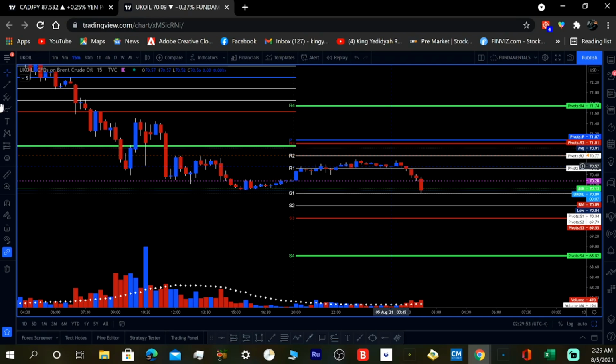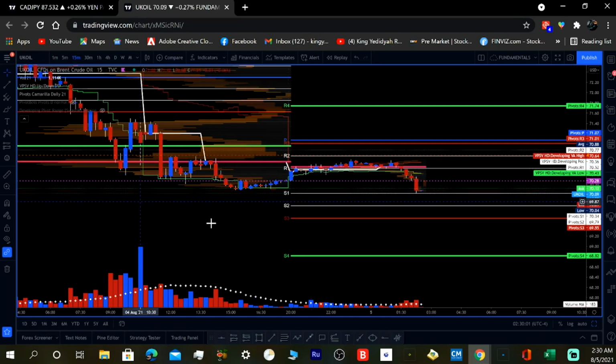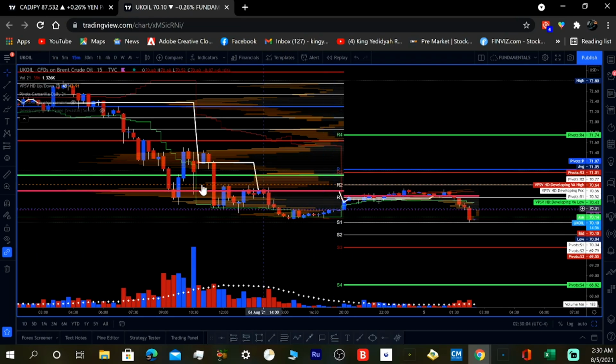Let me turn on some volume at price, see what's going on here. So we have a lot of volume in this area. Volume point of control is here. A lot of volume here.